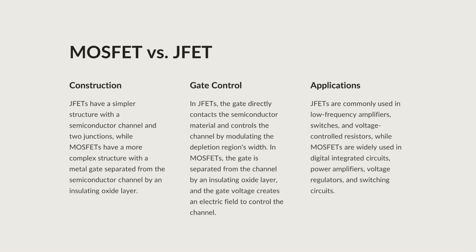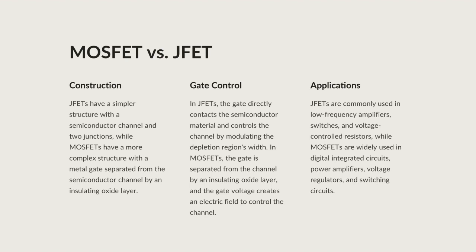MOSFET versus JFET. Construction. JFETs have a simpler structure with a semiconductor channel and two junctions, while MOSFETs have a more complex structure with a metal gate separated from the semiconductor channel by an insulating oxide layer. Gate control. In JFETs, the gate directly contacts the semiconductor material and controls the channel by modulating the depletion region's width. In MOSFETs, the gate is separated from the channel by an insulating oxide layer, and the gate voltage creates an electric field to control the channel.